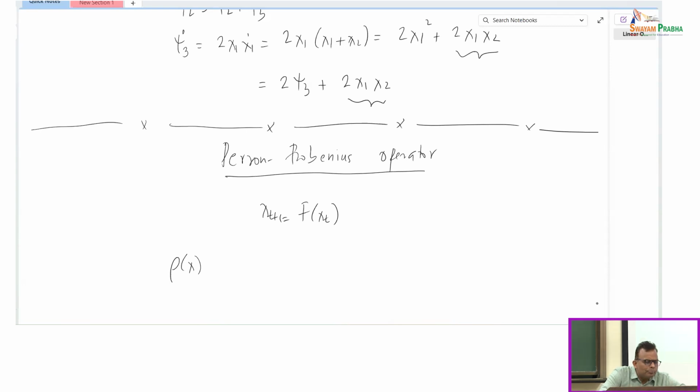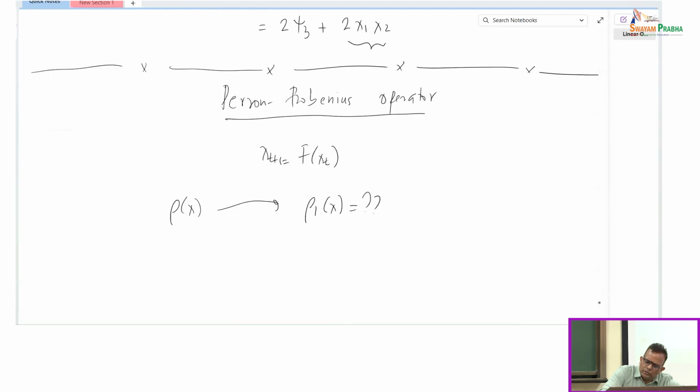Now at t equal to 0, you have this probability density function. What will be the probability density function after one time step? This function will evolve and give me a new function rho 1 of x. So what is the connection between rho 1 of x and rho of x? That connection is given by the so-called Perron-Frobenius operator.